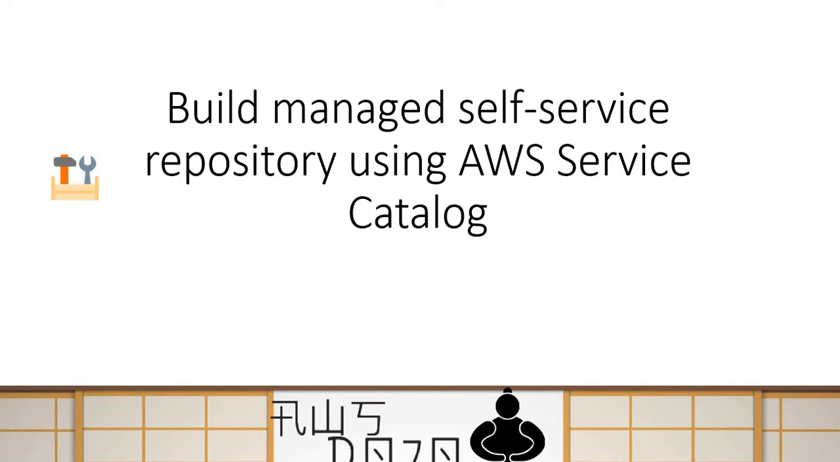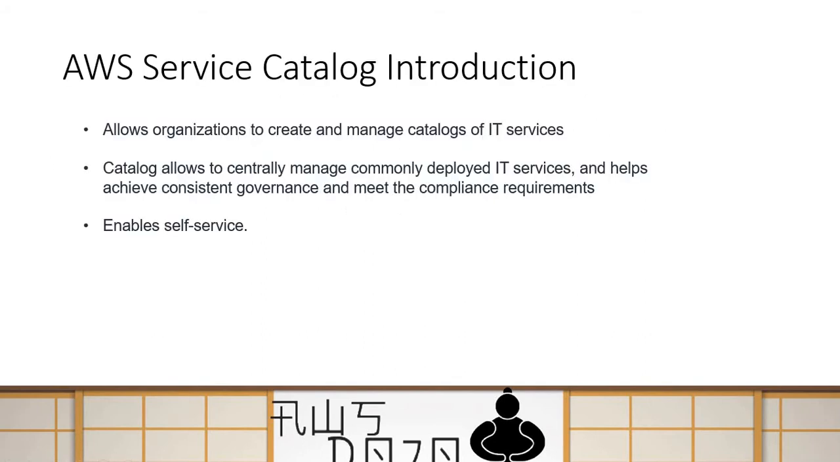Today we are going to talk about AWS Service Catalog, which we will use to create a self-service repository so that your end users can create AWS resources in a compliant and managed way. So let's get some introduction about AWS Service Catalog first, and then we will talk about the scenario and how to implement the scenario.